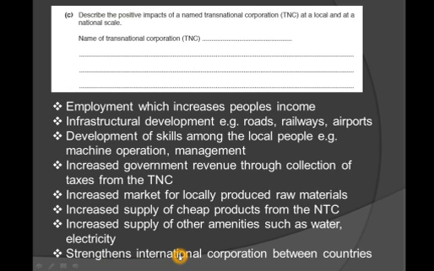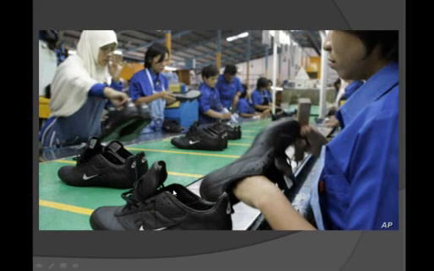It strengthens international cooperation between countries. Now, in the case of Indonesia, it's going to be in good terms with the home country of Nike. For example, this is USA, we mentioned, this is where the headquarters of Nike is. So USA and Indonesia will be in good terms because USA factories are operating in Indonesia, which is very important.